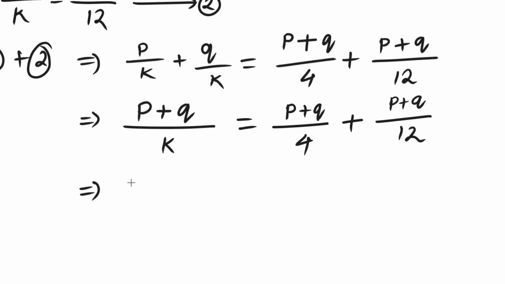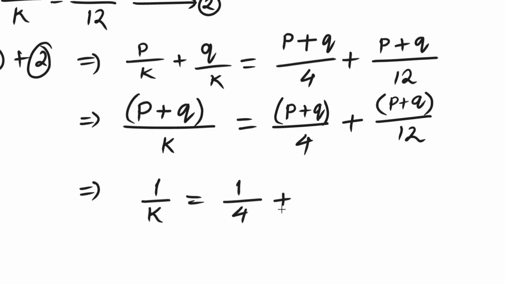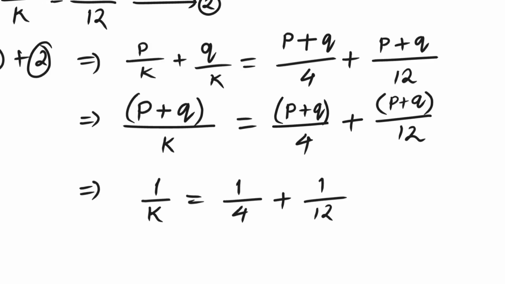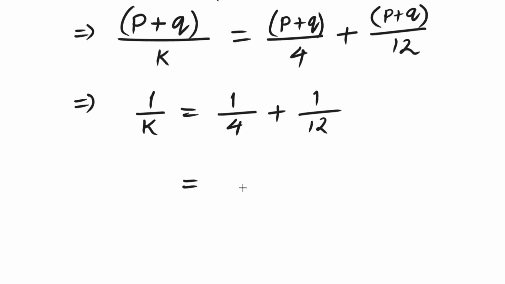Notice something important here. Every term contains the common factor, P plus Q. Since P plus Q is non-zero, we can divide the entire equation by P plus Q. This cancels that factor from every term and leaves us 1 divided by K equals 1 divided by 4 plus 1 divided by 12. Now, let's add the fractions on the right-hand side.